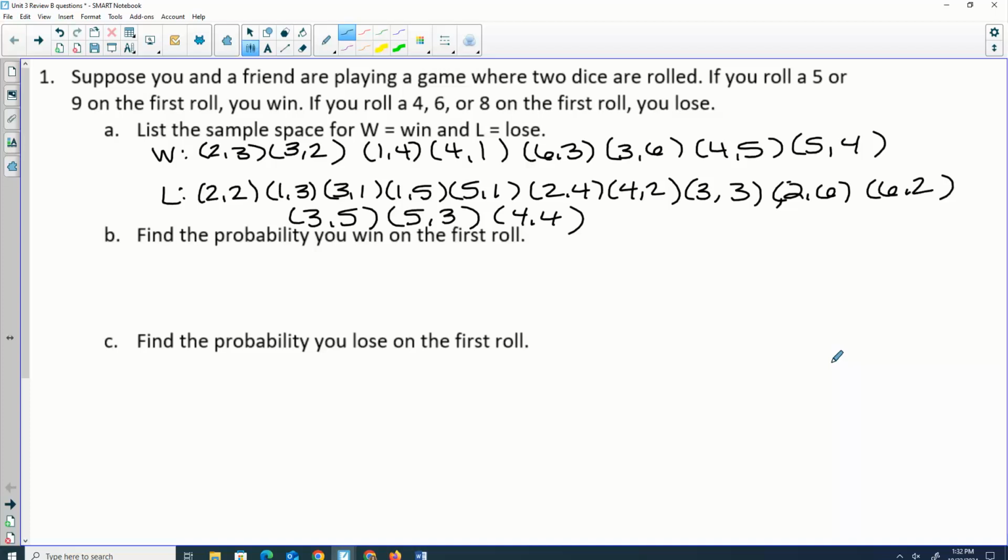Okay. So find the probability you win on your first roll. From that diagram, or if we think about it when I roll, there's 6 options for the first, 6 for the second. 6 times 6 gives us 36 total outcomes. How many of them are winning? 8. So 8 out of 36.